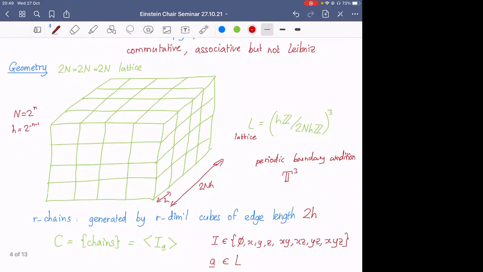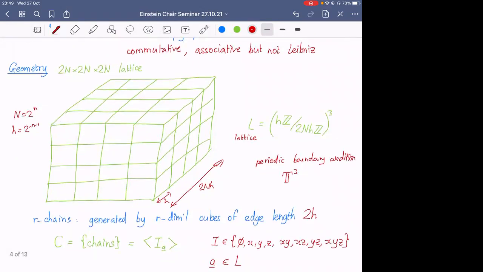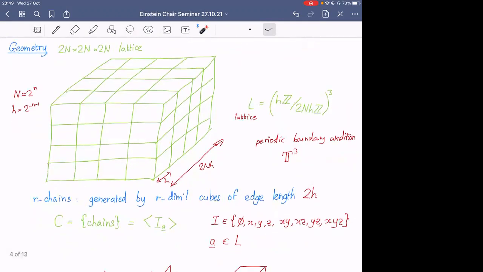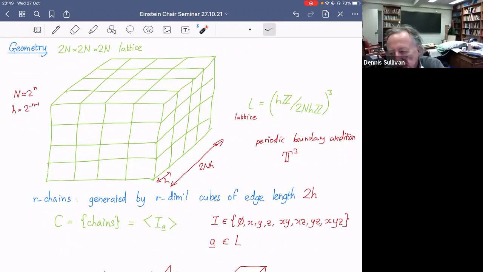Okay, so now what we do is we consider chains to be generated by elemental cubes which are of double size. So all the elemental cubes that we consider will have edge length 2h. And the reason for that is that then they will have a center which is also in the lattice. So the space of chains will be labeled by, well, could you draw two that overlap just to make sure that we're not assuming it?